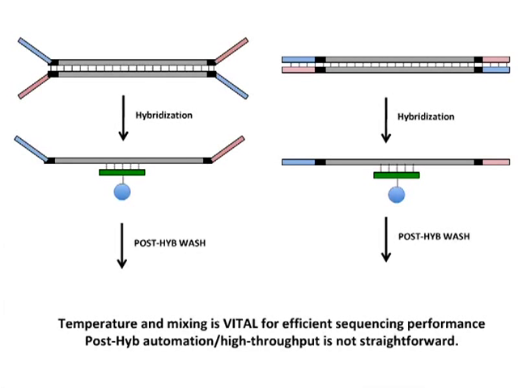So what we found during our automation efforts to develop these methods is that the temperature control as well as mixing is absolutely vital for efficient sequencing performance, and that post-hybridization, post-hyb automation or making it high throughput is not always particularly straightforward to have on-deck results match results that would be achieved at the bench. It's mostly due to being absolutely certain you can maintain wash temperatures being vitally important, and then equal or potentially even more important is the mixing steps.